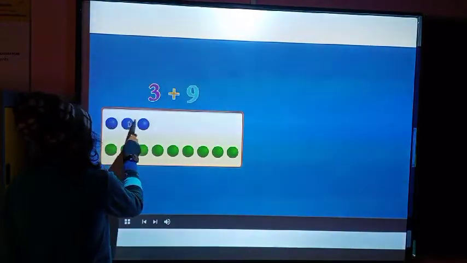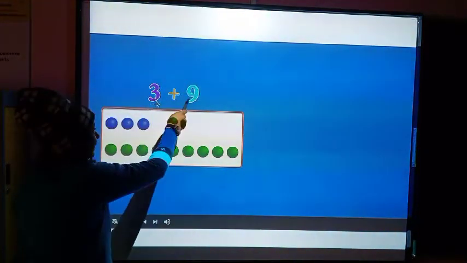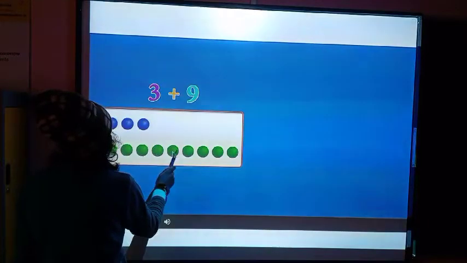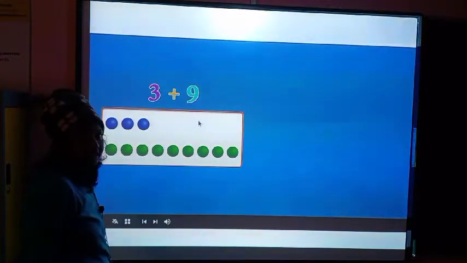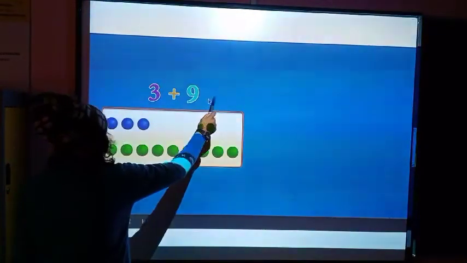This is 1 2 3. This is 3 and 9. 1 2 3 4 5 6 7 8 and this is 9. 3 plus 9 equals 12.